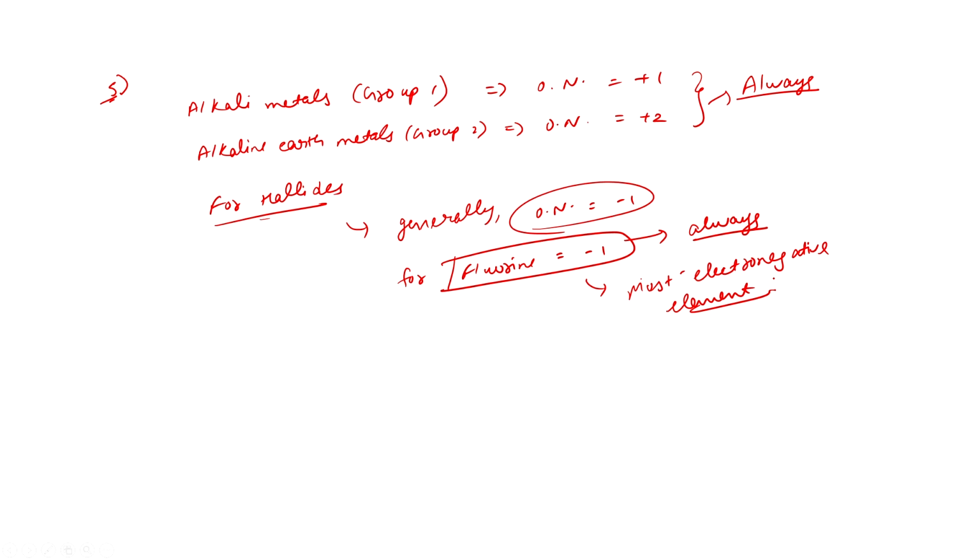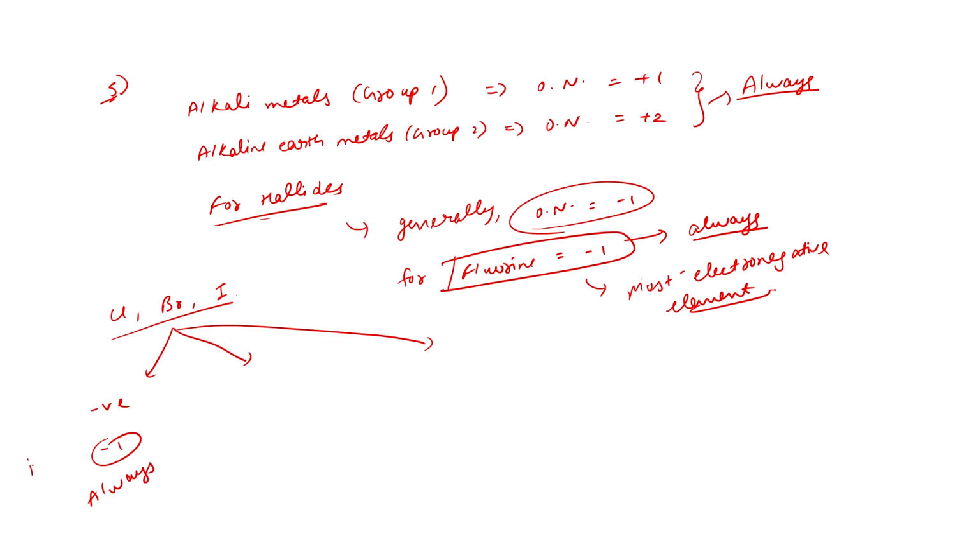Whereas chlorine, bromine and iodine can have a positive oxidation number also. Generally these exist in a negative oxidation state. If negative, it is always -1. They can have 0, for example in F2, Cl2, Br2, I2.